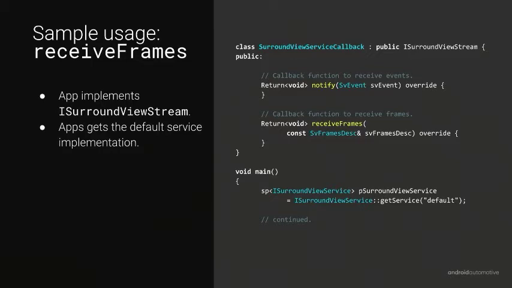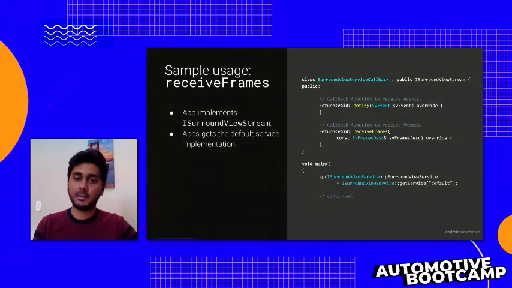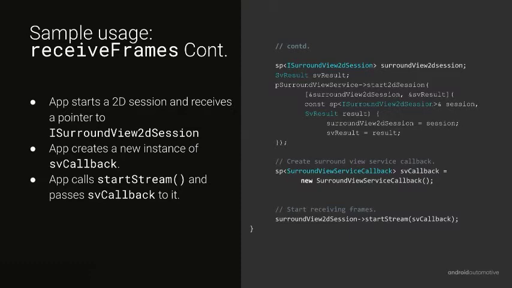This is a sample of how an application can receive a frame. Like I mentioned, the application here is implementing that surround view stream interface, and the two methods are being implemented, and the application can then do whatever data processing it needs to do with these frames, or display them, for example. And in the main function, you see that for the entry point, which is the surround view service, you use the get service call and get a pointer to that service.